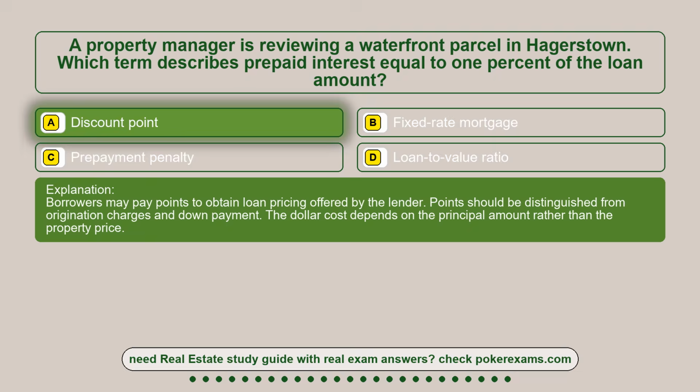Borrowers may pay points to obtain loan pricing offered by the lender. Points should be distinguished from origination charges and down payment. The dollar cost depends on the principal amount rather than the property price.